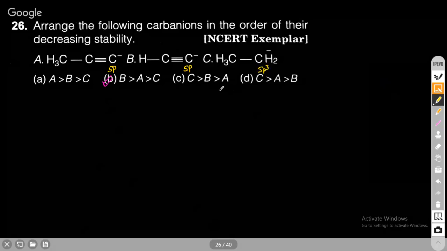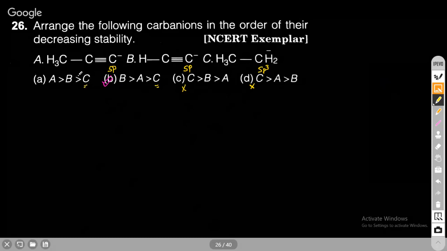Okay, so we know the negative charge on a more electronegative element is more stable. So sp is more electronegative than sp3. So obviously B and A are more stable than C. Correct? So we can easily eliminate these two options. So C is the minimum we have here.